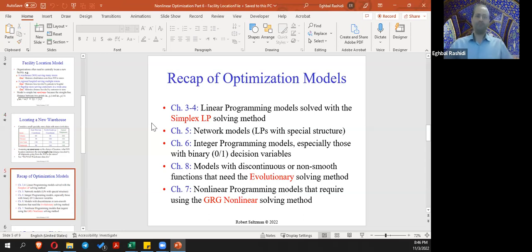All right, any question? All right, so we are done with this chapter. Let's recap what we have solved and done on optimization. In chapter three, we started with linear optimization problems, linear models, using the simplex algorithm. Chapter five, we had network models, linear programming using special structure, network optimization. Chapter six, we encountered integer programming using binary 0-1 decision variables. Chapter eight, we solved the evolutionary models when we had non-smooth functions, if you remember. And chapter seven, the chapter that we covered today, is nonlinear programming, nonlinear optimization models using the GRG nonlinear function.